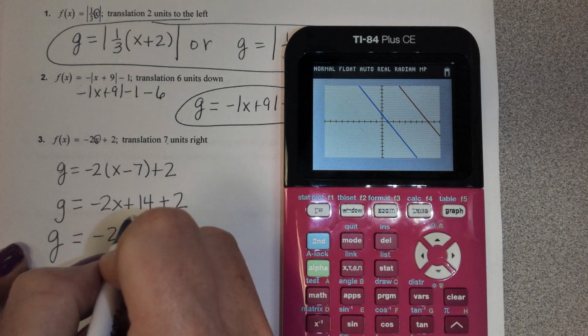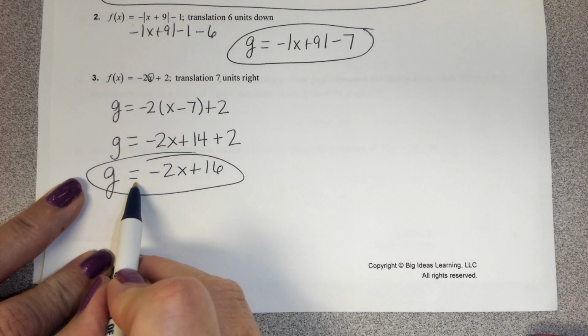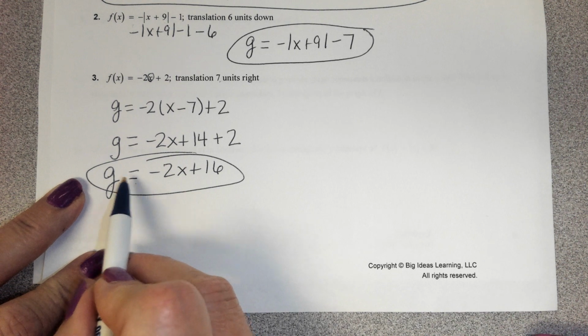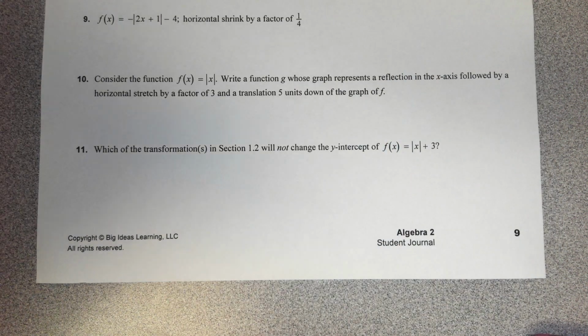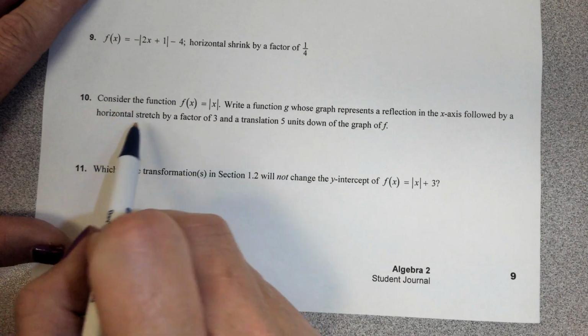So this is my new function for g. Make sure you put g equals. On your test, you will get marked off if you don't put g equals. It's not an equation if you don't have that. All right, I'm going to do just one more with you, maybe two more with you. I'm going to do these last two, and then I'm just going to write the answers for these, and you can practice them if you want, or if you want to go on to the homework, that's fine.